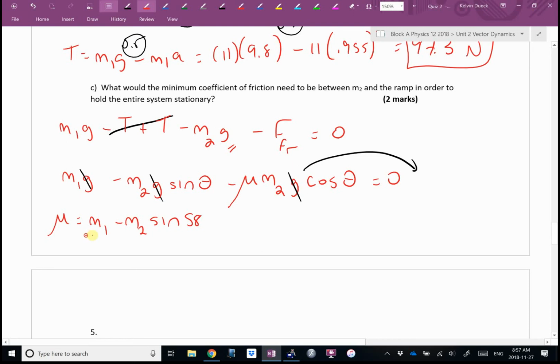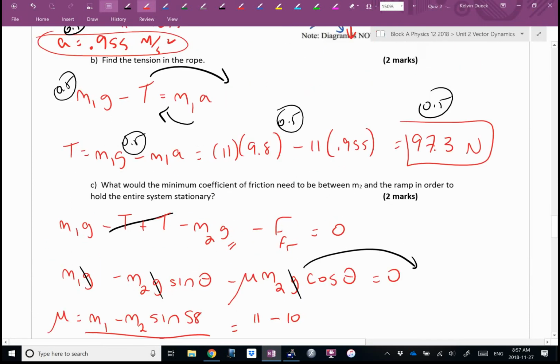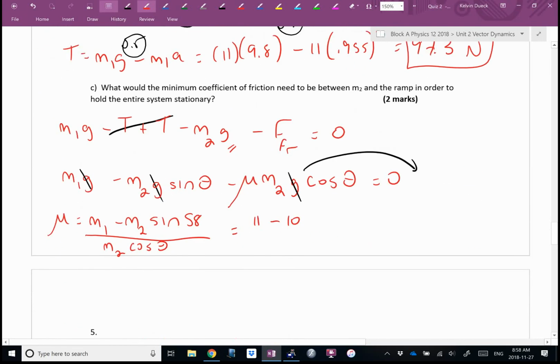And I think it would be all divided by M2 cos theta. Wow. M1 was 11 minus 10.5 sine 58. I don't know why I put a theta in the bottom there. Minus all over 10.5 cos 58.